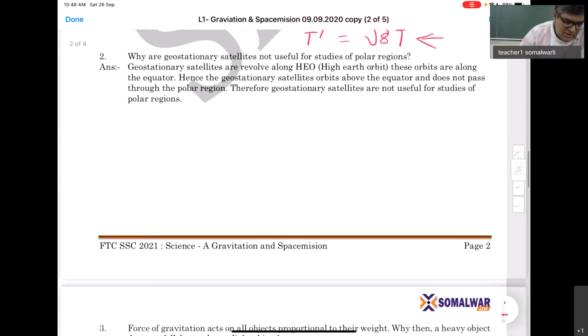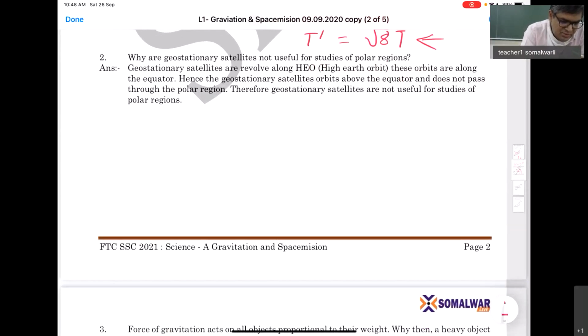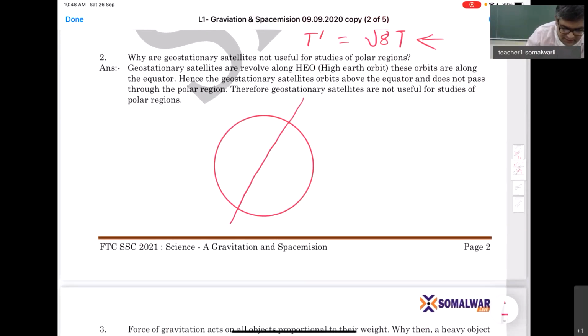Let's go to next question, that is sub question 2. This question says, why are geostationary satellites not useful for studies of polar regions? Okay, now for that, let me draw a diagram so that you can understand. Suppose this is the Earth and this is the axis of the Earth around which it rotates, and this is the equator. Okay, so geostationary satellites have orbits which go over the equatorial region like this. So this is the orbit.